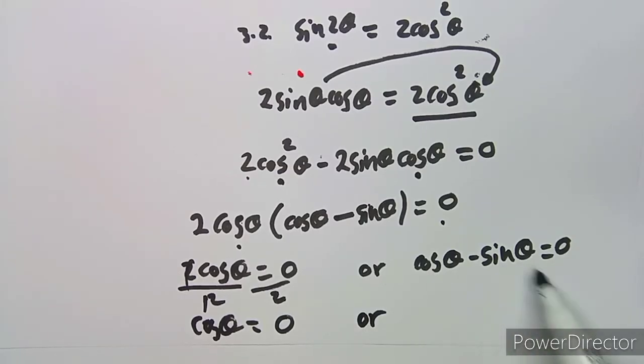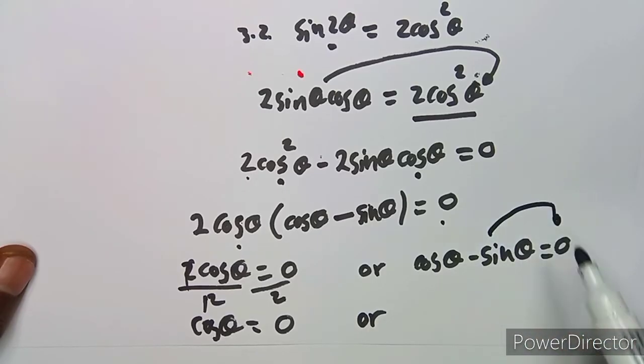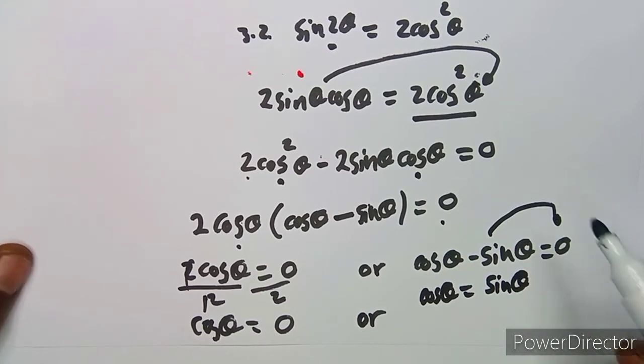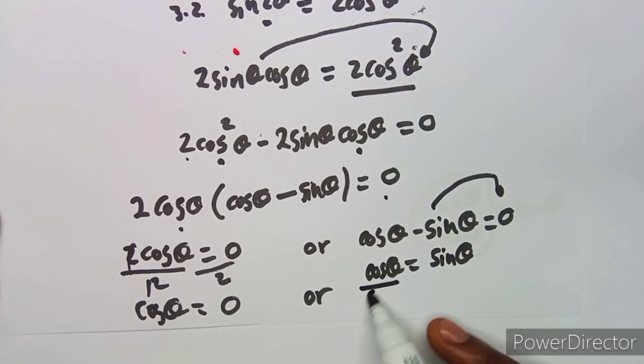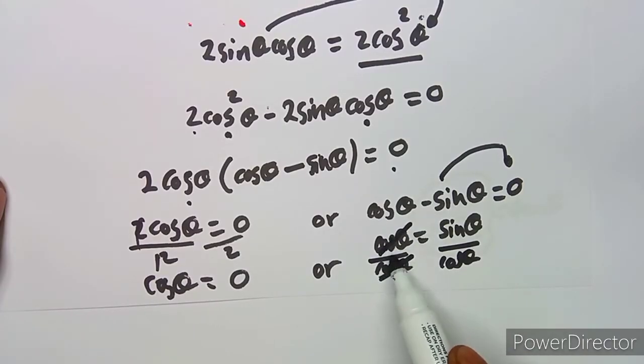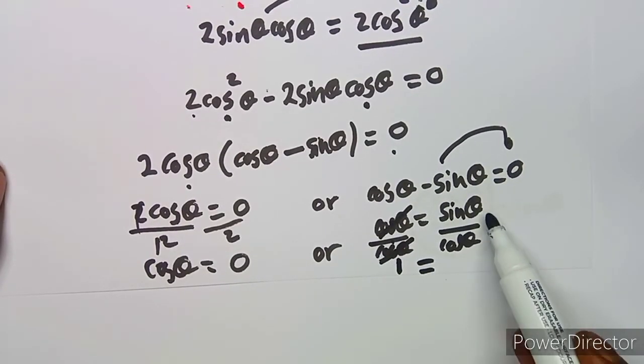Or what can we do here, guys? Because we are left with cos and sine at the same time. If we transpose here, we are going to have cos theta equal to sine theta. Why transposing? Because we have a relationship between cos and sine: sine over cos theta gives us tan theta. For us to achieve this, we have to divide by cos theta on both sides. So if we divide by cos theta on both sides, cos over cos gives us 1, which is equal to sine over cos, which is tan theta.